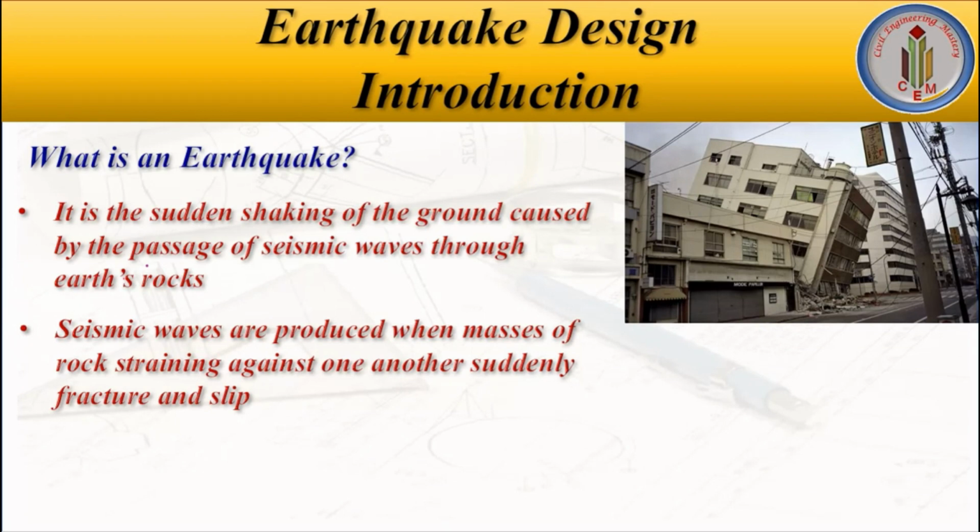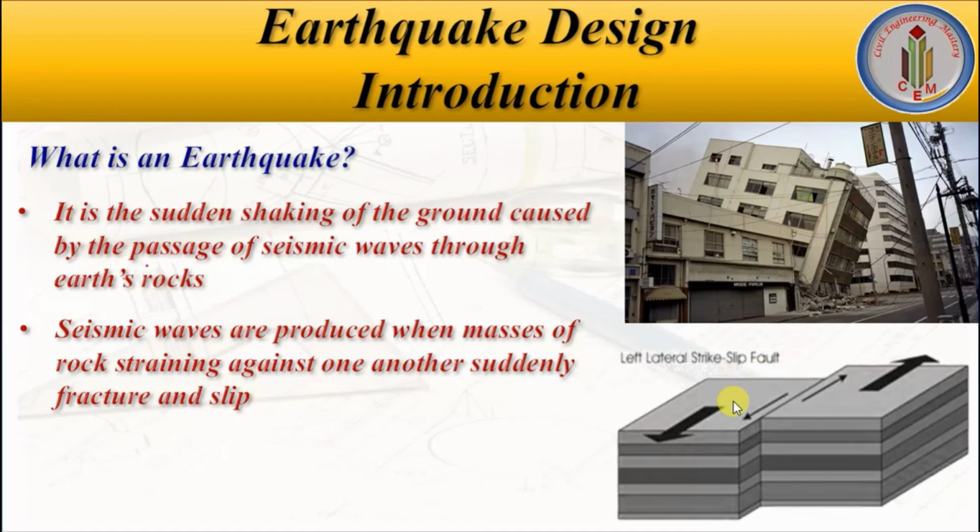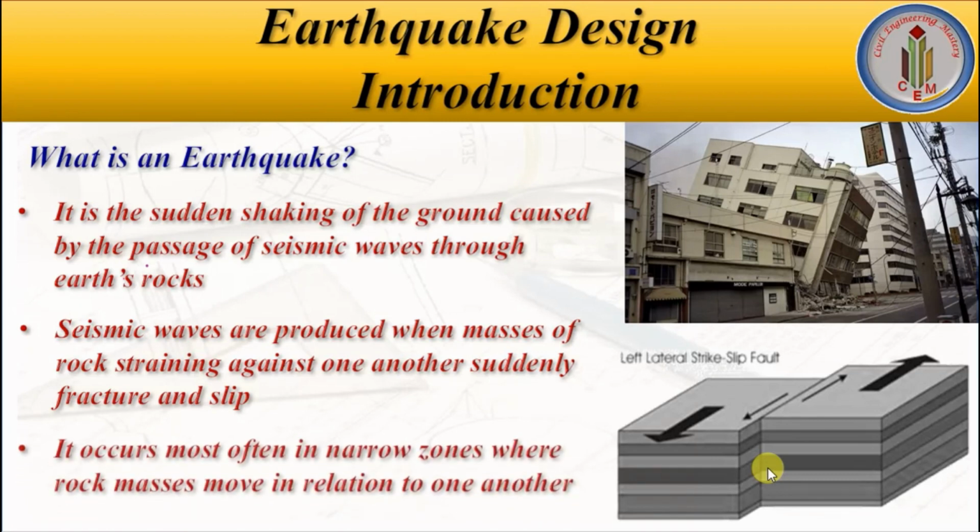Seismic waves are produced when masses of rocks straining against one another suddenly fracture and slip. So as I told you before, a sudden release of stored energy in the earth crust causes seismic waves, so that creates an earthquake. You can see from this image how the slip or fault happens, like this, sliding against each other, the masses of rock straining each other, and then it creates a fracture and slip. So it occurs most often in narrow zones where rock masses move in relation to one another.